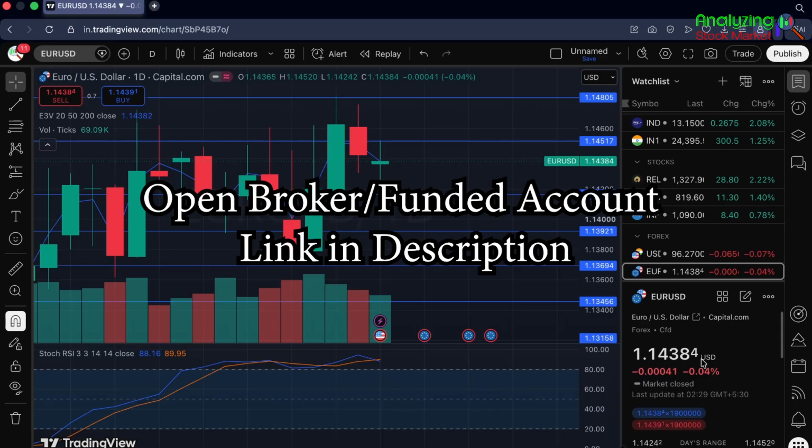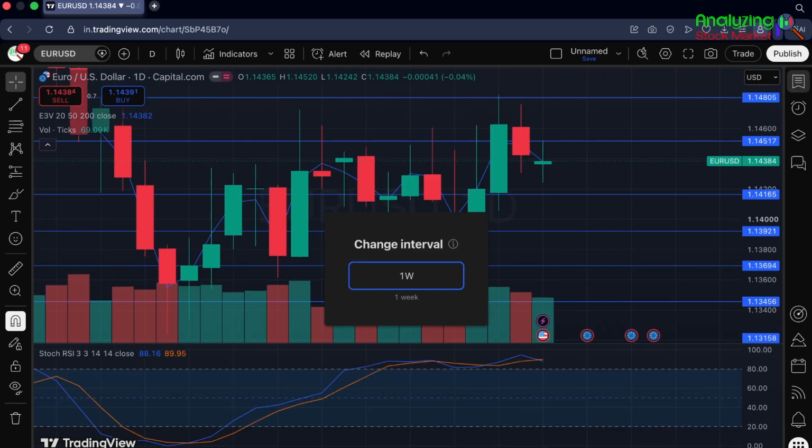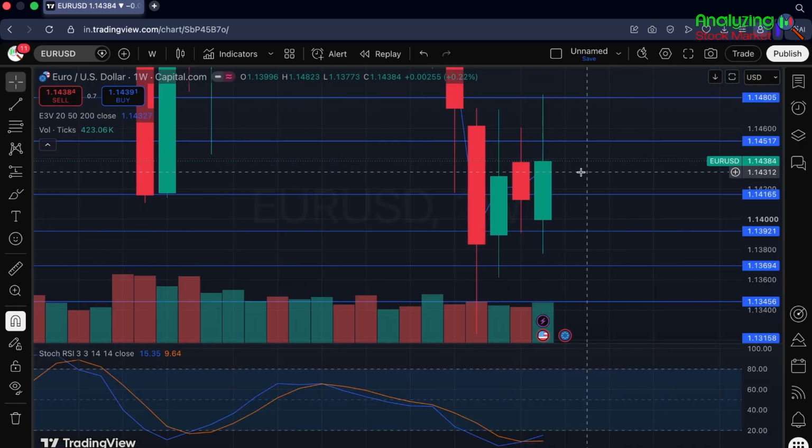Now I'll be talking about what is going to happen in the coming week. I'll also be marking some important support zones and resistance zones which will help you to take better stop loss and target levels according to your bias for this week. So now let's straight away check our weekly chart and see what happened during last week.